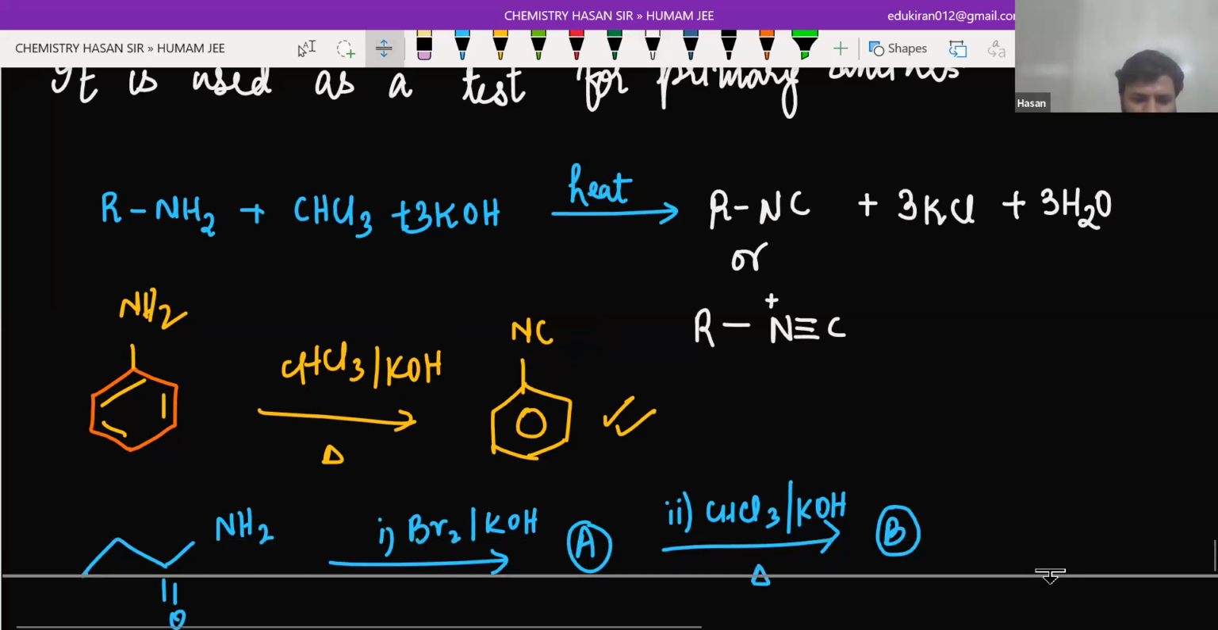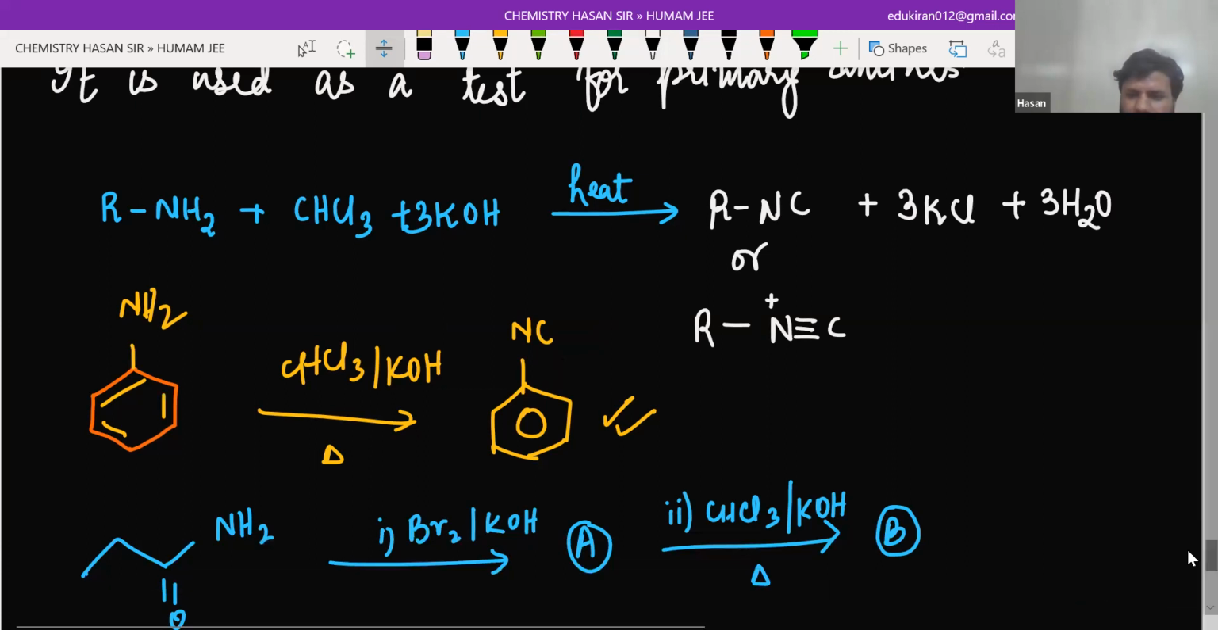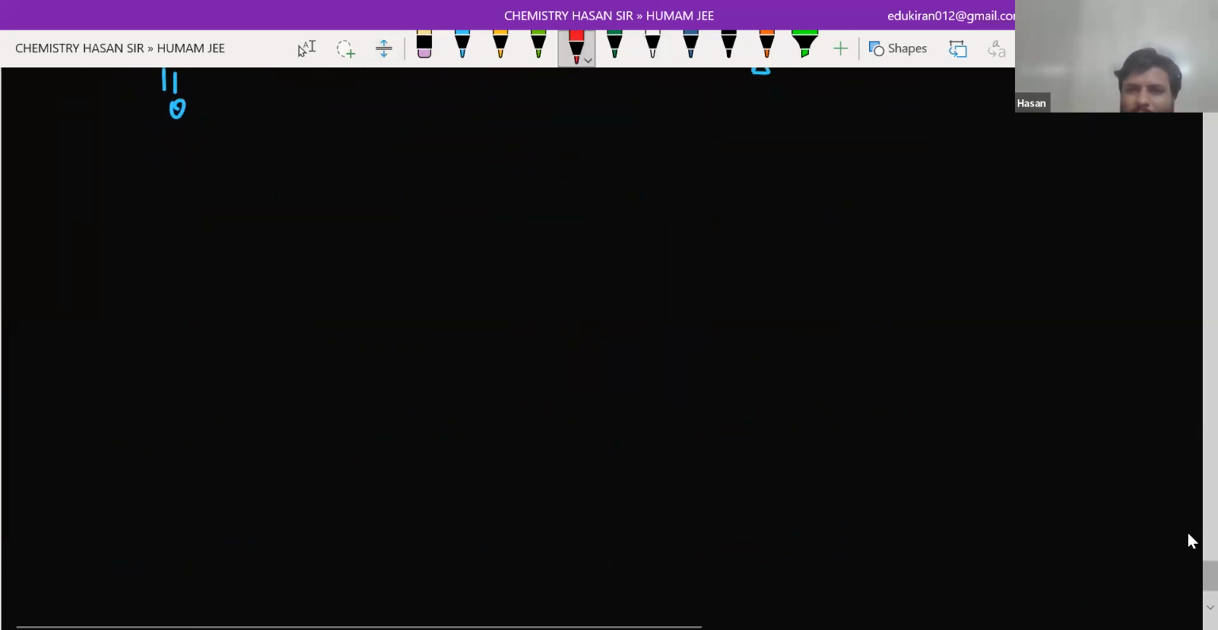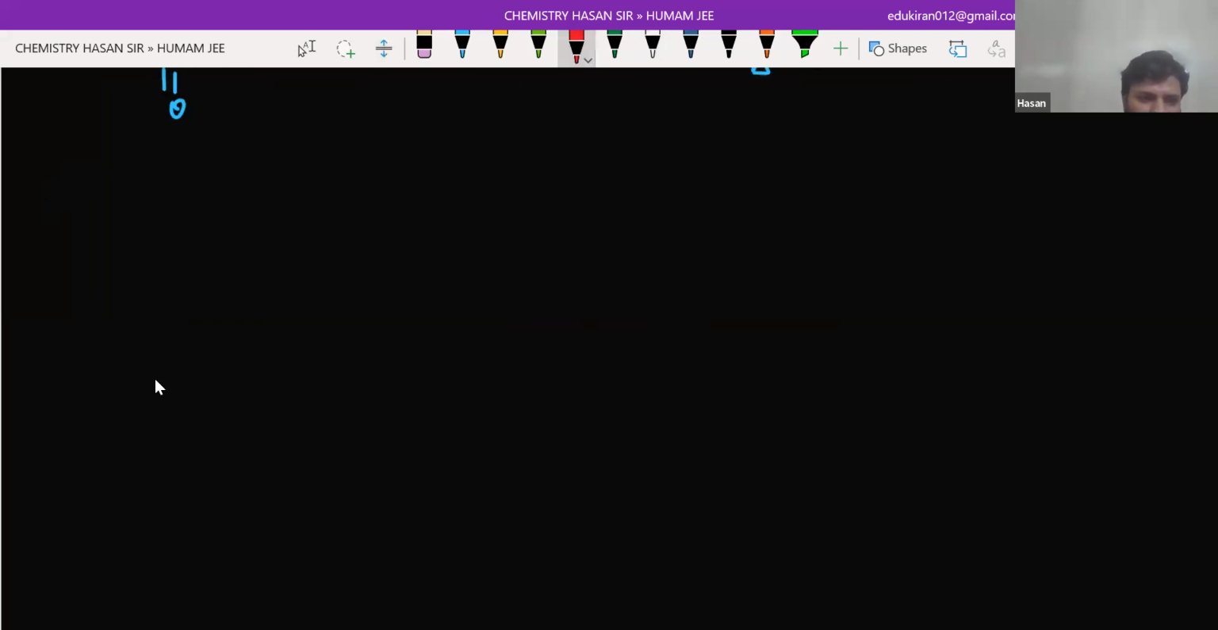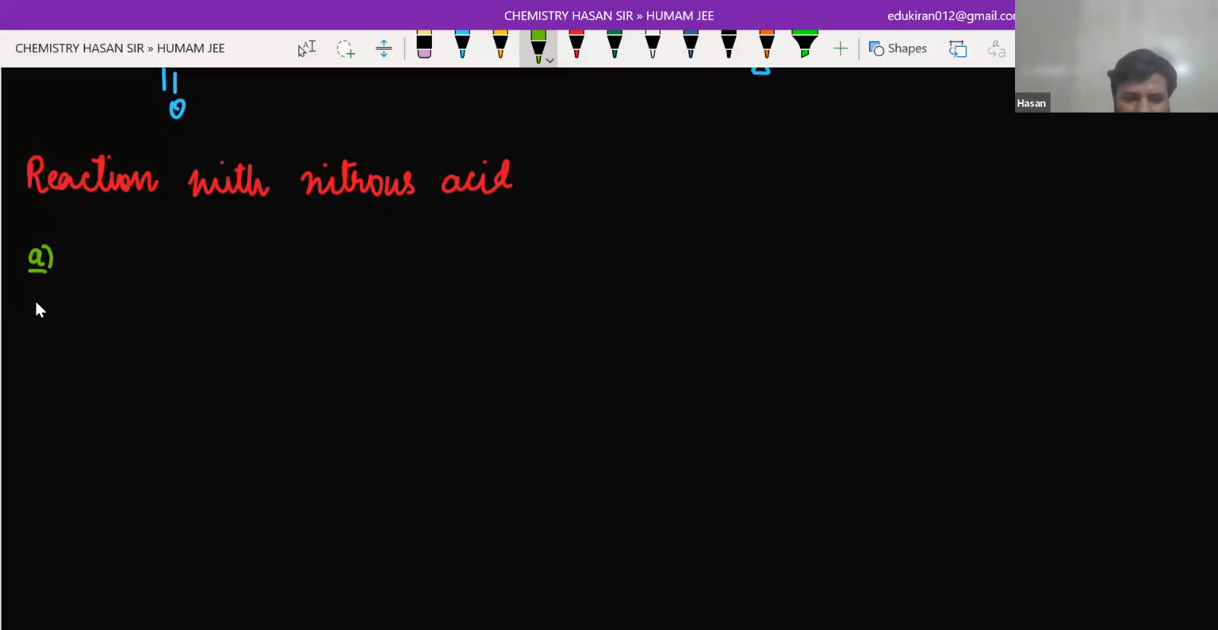So after carbylamine, we have a reaction with nitrous acid. That means NaNO2 in the presence of HCl, or you can directly write HNO2. So the next reaction is a reaction with nitrous acid. Now see what happens in this. Very simple. It reacts in a different manner with primary, secondary, and tertiary amines. I will show you.